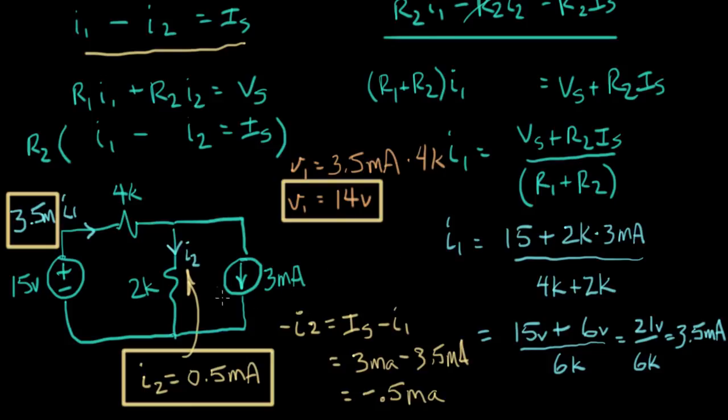And our last voltage is V2, the voltage right here. And V2 equals I2, which we decided was 0.5 milliamp, times 2,000 ohms, 2K. And V2 equals 1 volt.